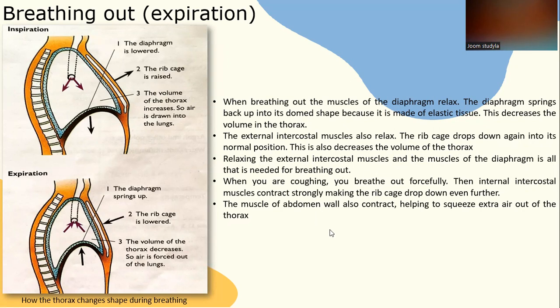When you are coughing, you breathe out forcefully. Then the internal intercostal muscles contract strongly, making the rib cage drop down even further. The muscles of the abdomen wall also contract, helping to squeeze extra air out of the thorax.